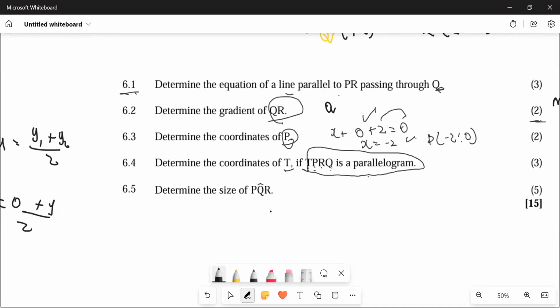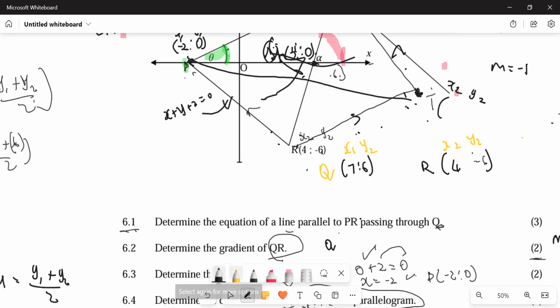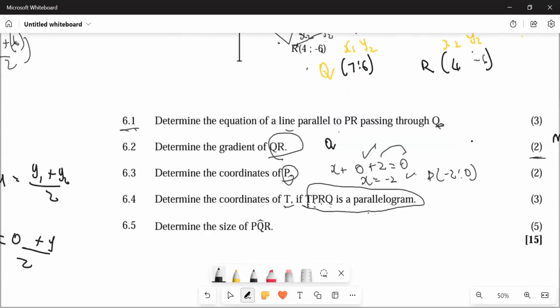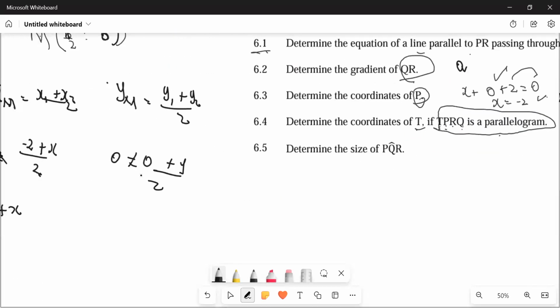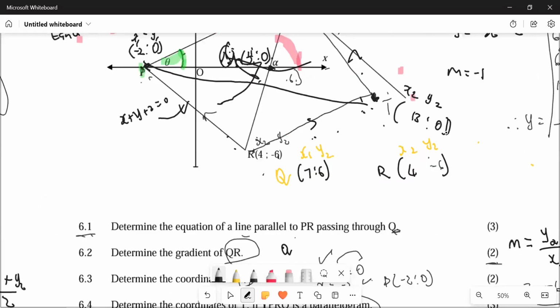We can come and tell them X at T is 13. We just don't know what Y is. Let's go and find out what Y is going to be. Cross multiply, you multiply by 2, it says 0. Take this 0 to this other side, it says Y is going to be equal to 0. So you have 13 and 0. Those are going to be the coordinates of T, meaning T is a point which is on the x-axis here.